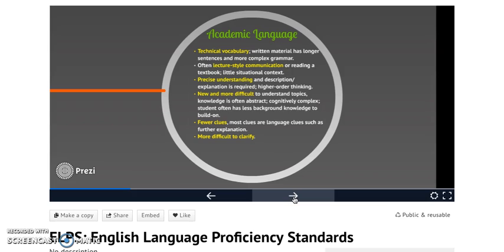It can be a lot more difficult to understand because a lot of it is abstract or complex, and so students have to have background knowledge in order to build on it. You have fewer clues whenever you're dealing with academic language, and it can be a lot more difficult to clarify. It's important when teaching academic language that you use a lot of visuals because students need that scaffolding and that prior knowledge to build on to be able to understand.